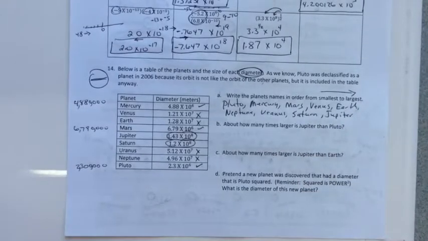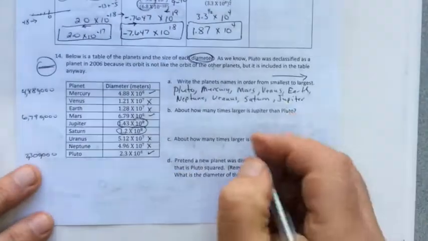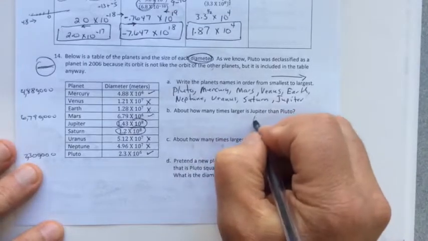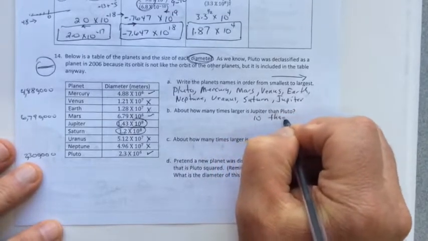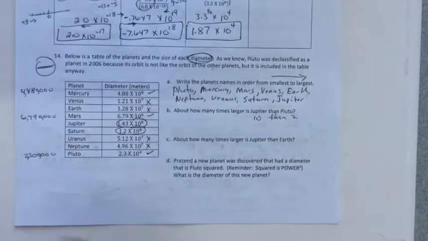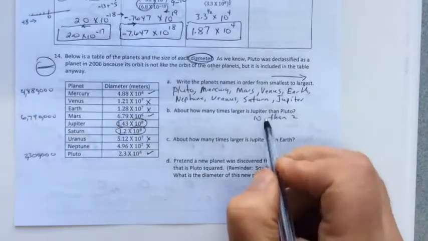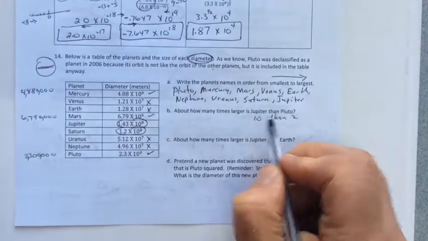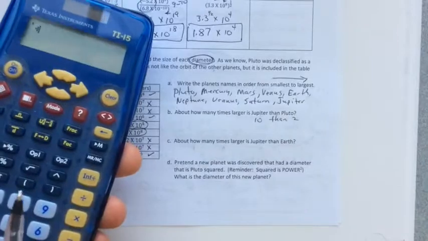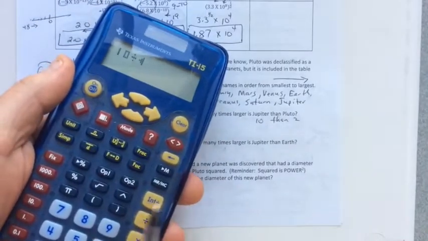Okay, about how many times larger is Jupiter than Pluto? How many times? You could think of it like this. How many times larger is 10 than 2? It would be 5 times larger. The way our brain did this is we take this one and divide it by this one. We would take 10 divided by 2.